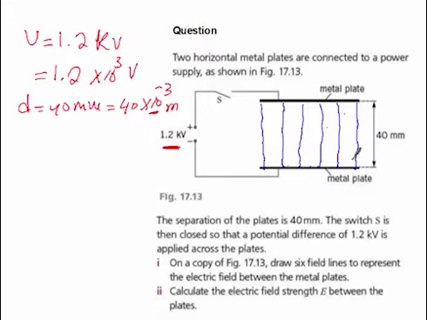Somehow like this. And where is the direction? It will be from positive to negative. So this is the direction. And this is our E.